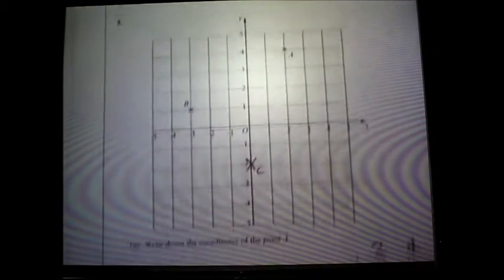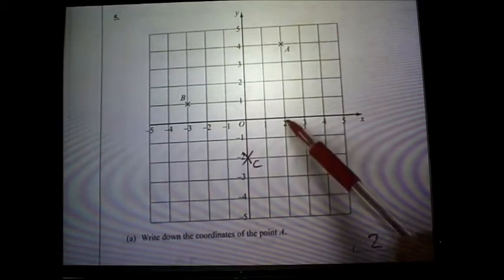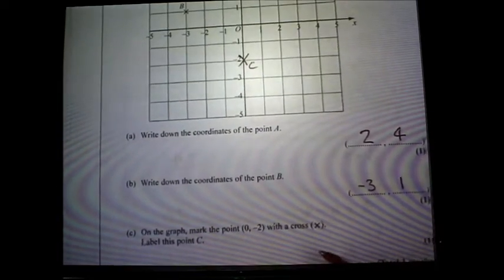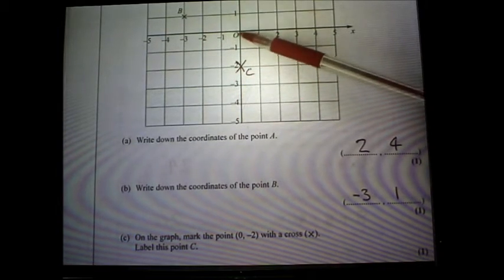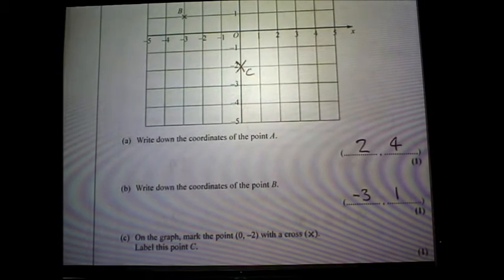Point A, that is at 2, 4, along the corridor up the stairs. Point B, again -3, 1, because it's back along the corridor and up the stairs in that case. And mark on the point 0, -2, so it's there. That's point C.